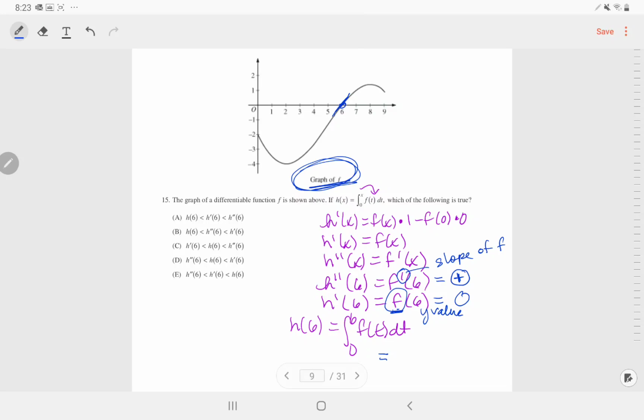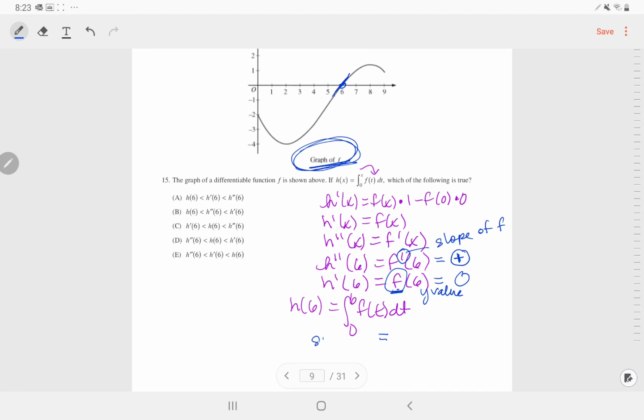Okay, and this one, the integral from 0 to 6. Now, if it's an integral, it means signed area, not just plain area. So from 0 to 6, this is all under, so it's negative. Make sure your bounds are right, though. Smaller numbers on the bottom, bigger numbers at the top. So the area is all below, so it's minus.